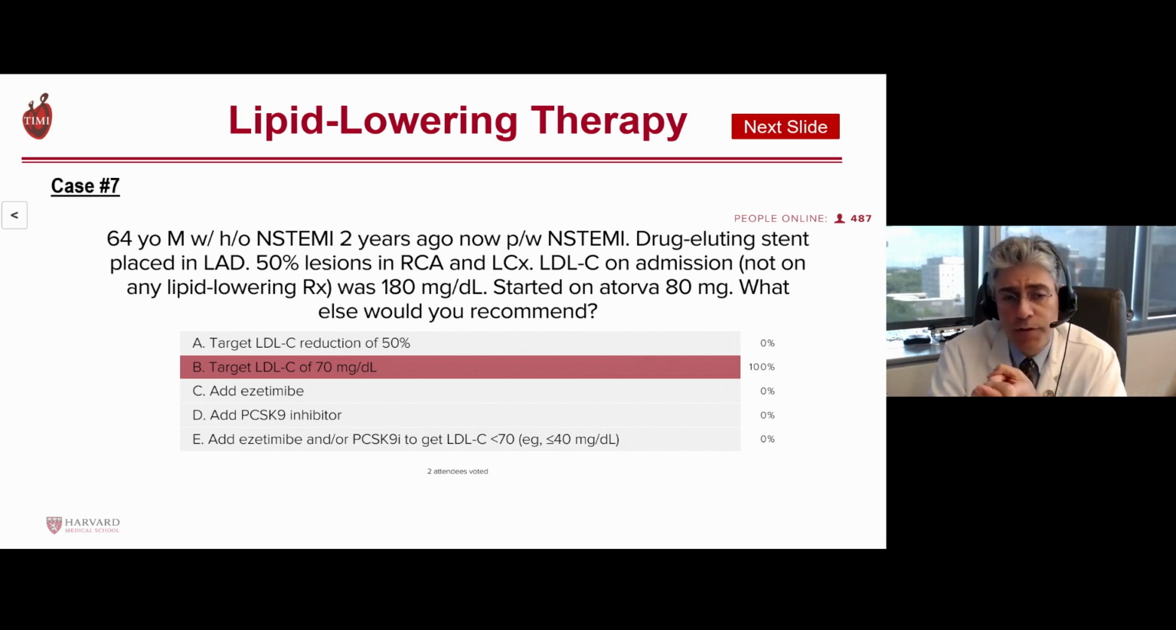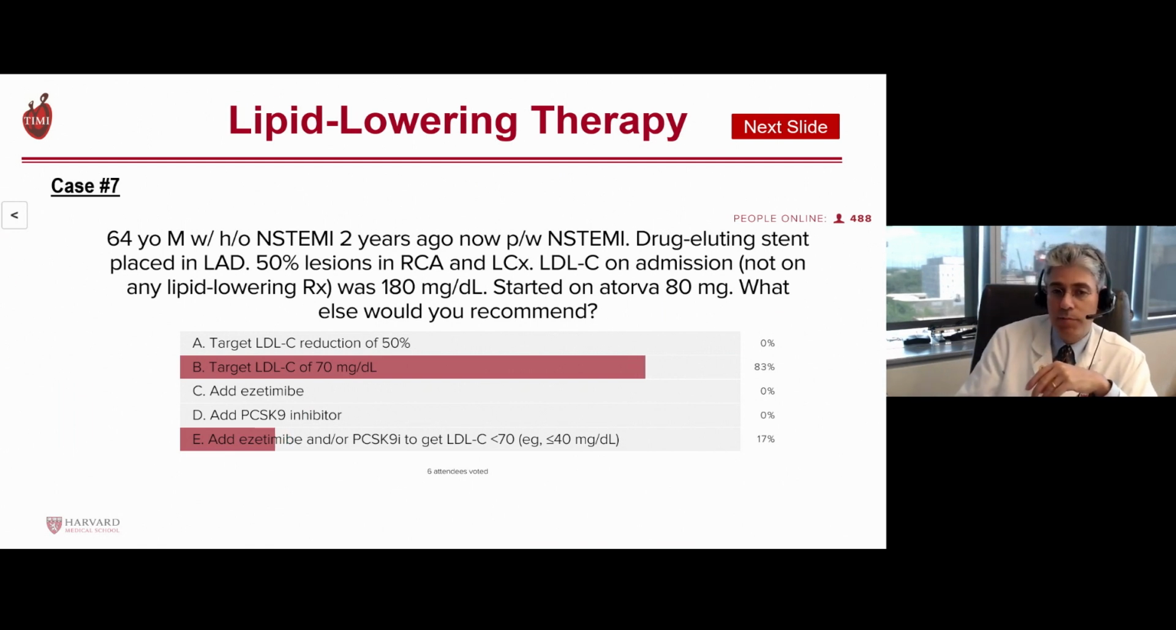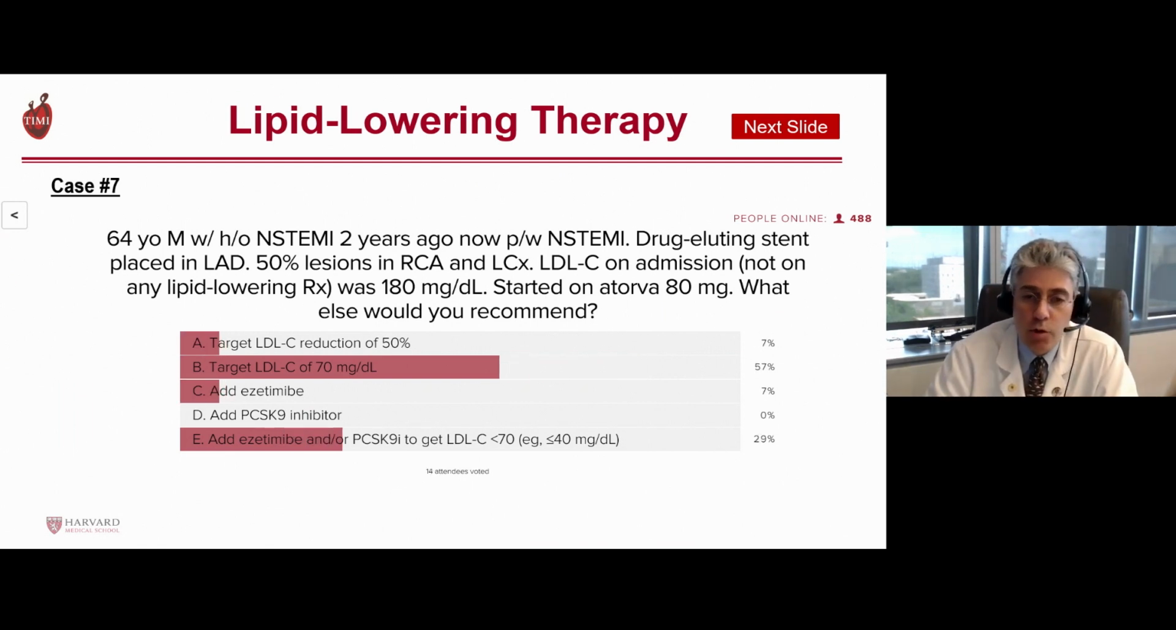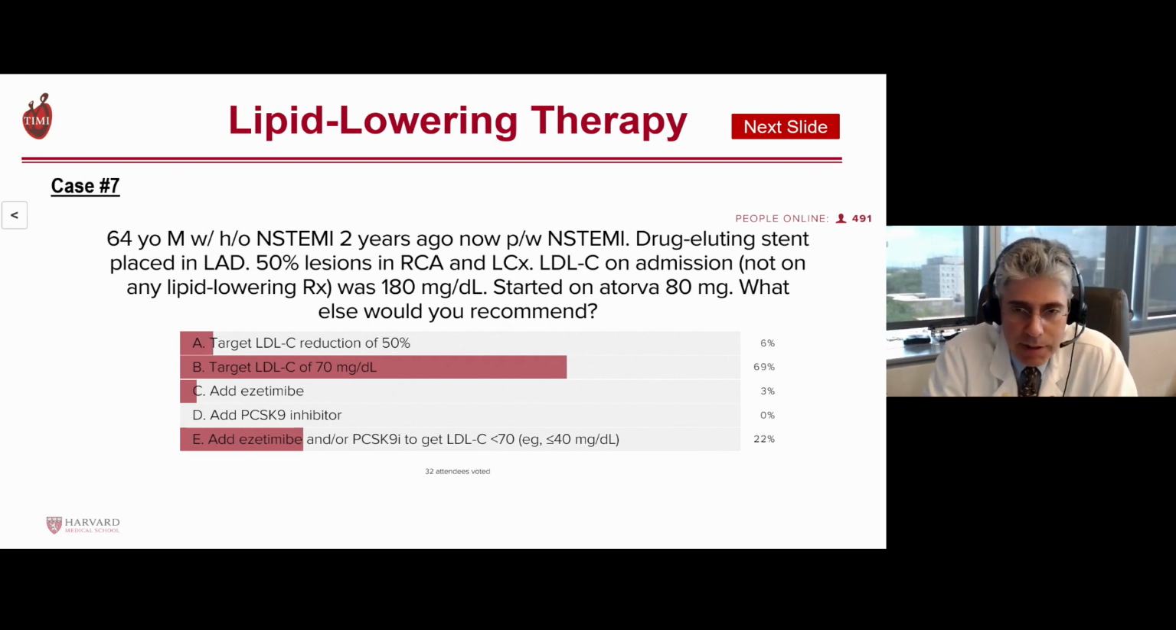So do you just target a 50% reduction and be content with that? Do you just want to get their LDL down to 70 and content with that? Would you also add ezetimibe? Would you add a PCSK9 inhibitor? Or would you do the kitchen sink, add ezetimibe and or PCSK9 inhibitor to drive the LDL cholesterol well below 70? And provocatively, I'll say at or below 40 milligrams per deciliter. A lot of different approaches here. Let's see what people vote.